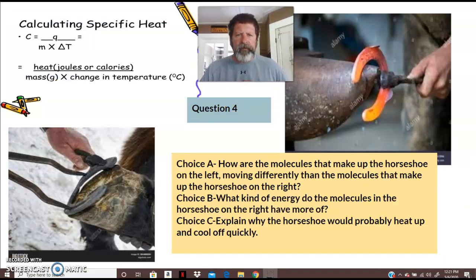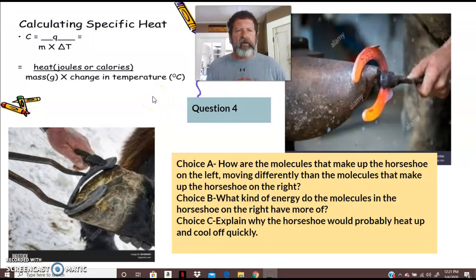The next question has a little bit to do with specific heat. So let's look closely here. Choice A: how are the molecules that make up the horseshoe on the left moving differently than the molecules that make up the horseshoe on the right? If you're having trouble answering that, go back to the very beginning of this lesson.